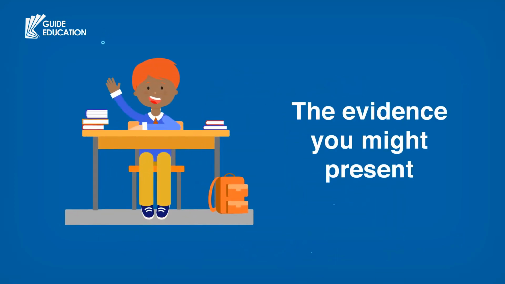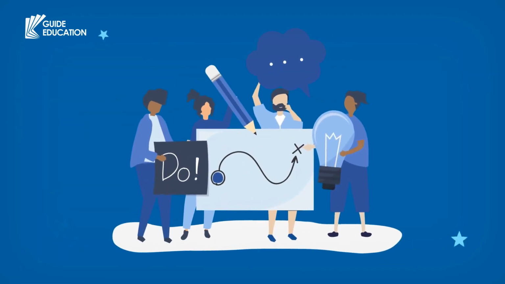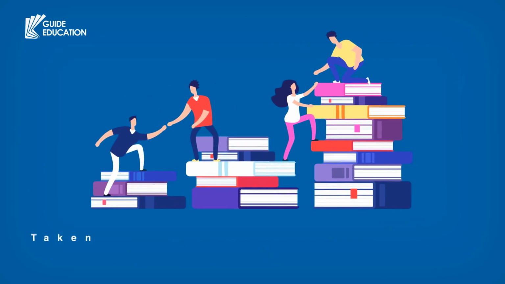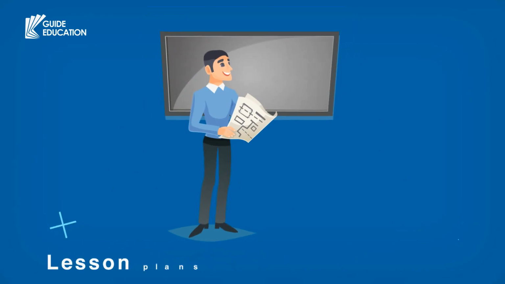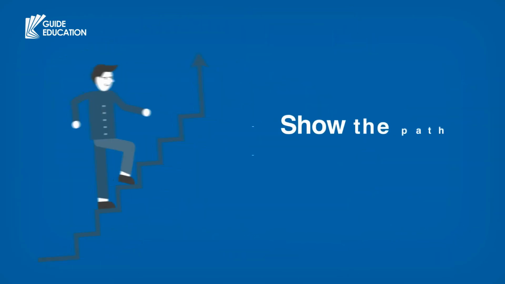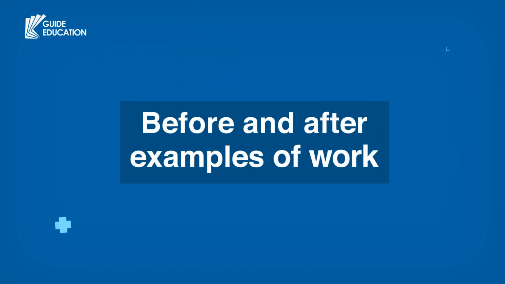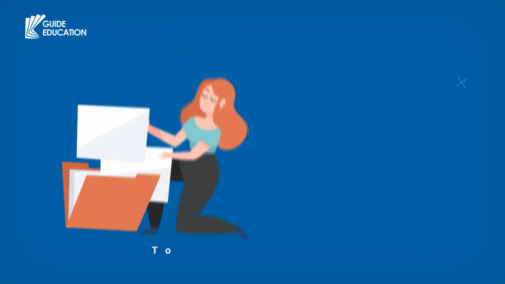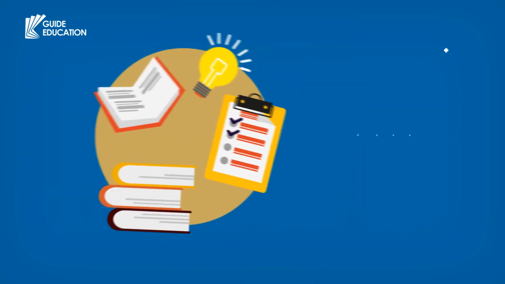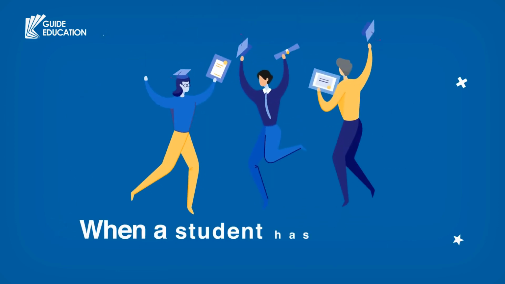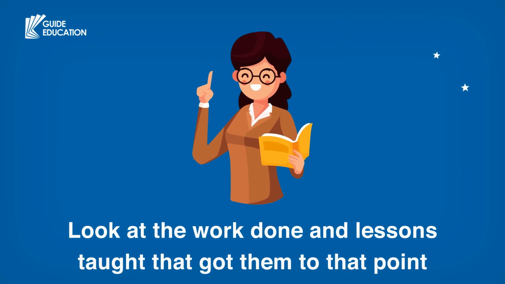Let's look at the evidence you might present. With regard to accountability, you can show through planning or action plans how you've developed a student and taken them through a certain series of steps to reach the desired outcome. Your lesson plans and schemes of work can be used to show the path that you've taken to help students achieve. Before and after examples of work or records of behaviour are useful to show progress, as are lists of grades or test results. Case studies can also be useful when a student has achieved an outcome where you look at the work done and lessons taught that then got them to that point.